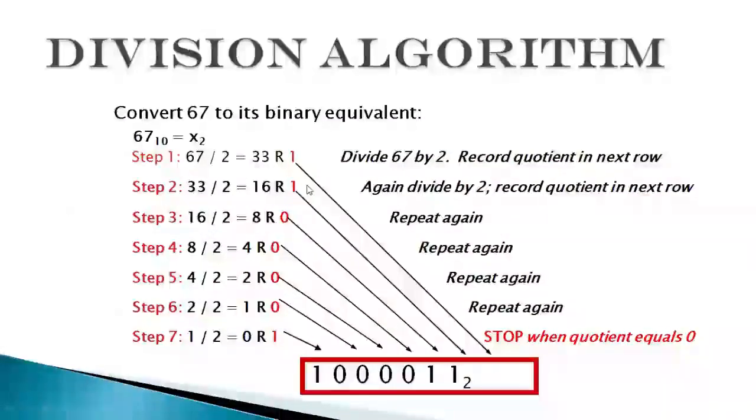The same example is demonstrated here with some other pattern. 67 is being divided by 2, 33 is the new quotient, and 1 is the new remainder. Again, the new number is 33 divided by 2, 16 is the new quotient, 1 is the new remainder. It is the same thing that we have done earlier. So finally, you can see that from top to bottom, we get the value 1000011. Just look at the pattern.